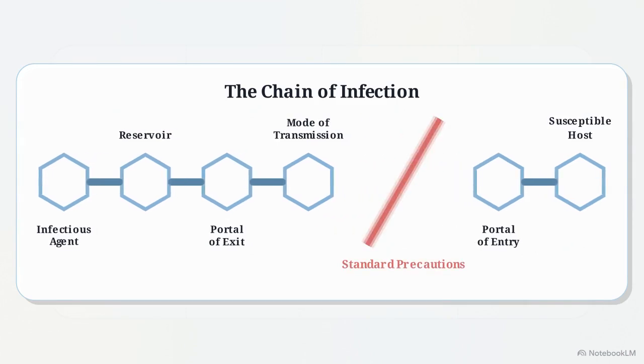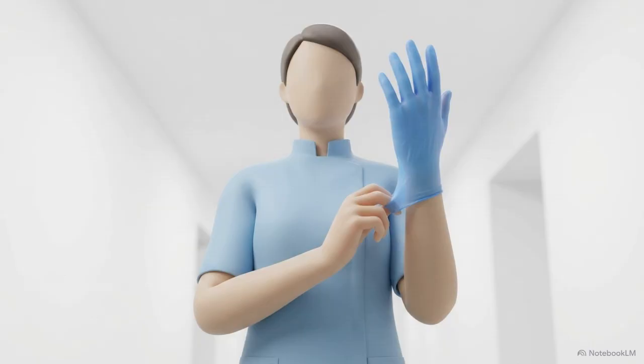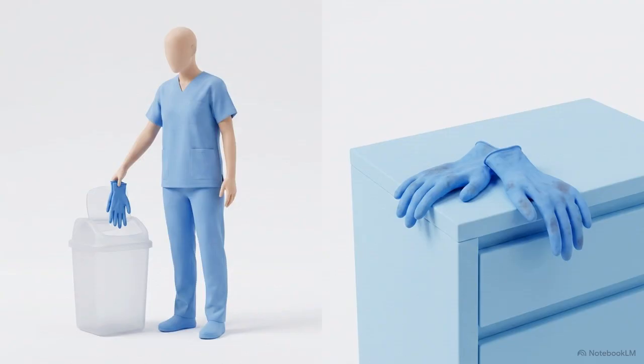Standard precautions are our primary defense, breaking the chain between transmission and entry for all patients. Within this framework, the nurse functions as the primary agent of vector control within the ward. Because the nurse manages the vector, strict protocol adherence determines whether a pathogen is contained or allowed to spread.